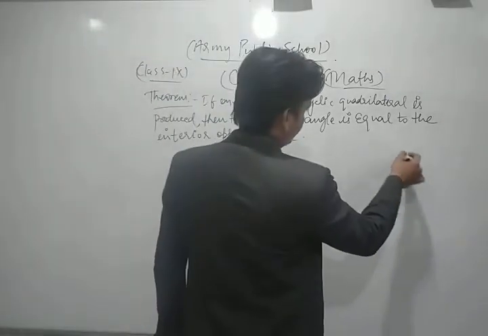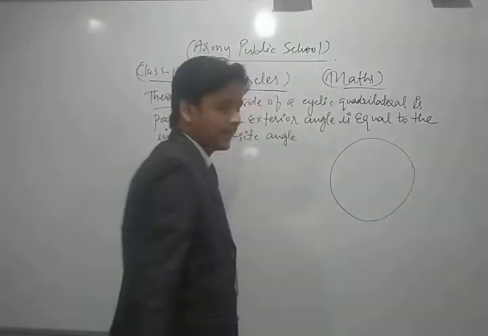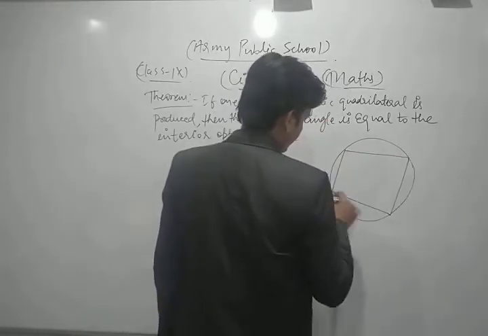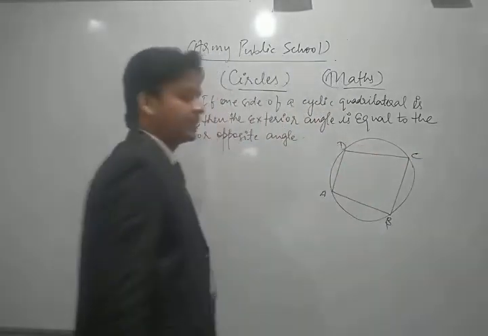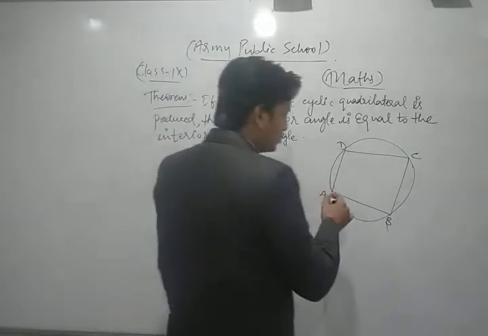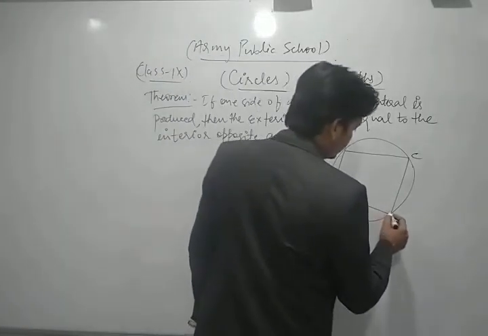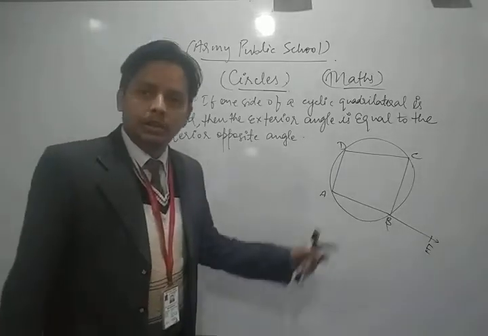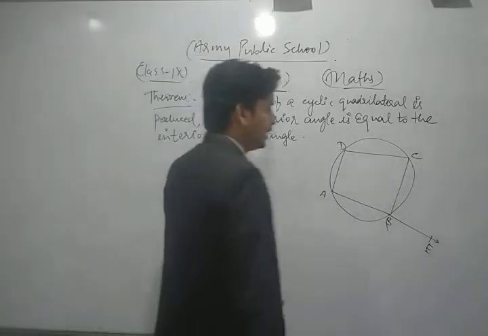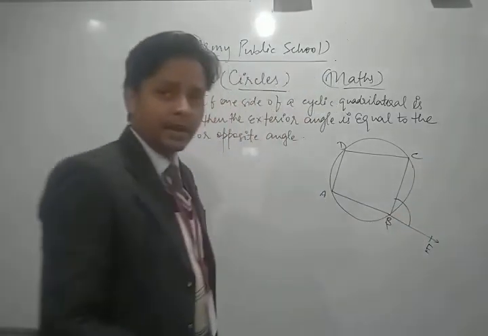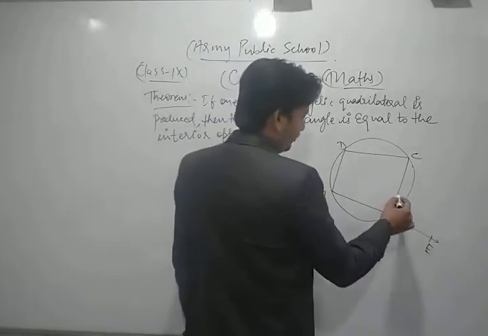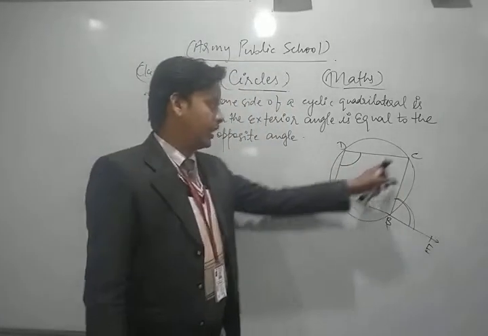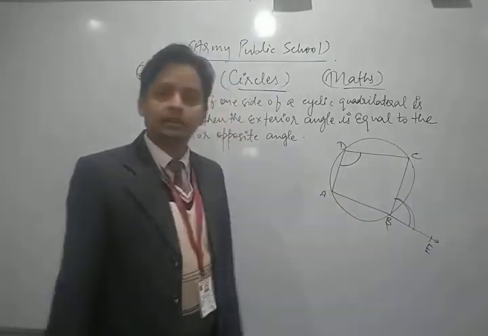So first of all, we draw a cyclic quadrilateral. ABCD is a cyclic quadrilateral, and we produce one side of the cyclic quadrilateral, AB, to E. Then the exterior angle CBE is the same as the opposite interior angle. If this is the exterior one, then its opposite interior angle is angle ADC. So we have to show that angle CBE is the same as angle D according to this theorem.